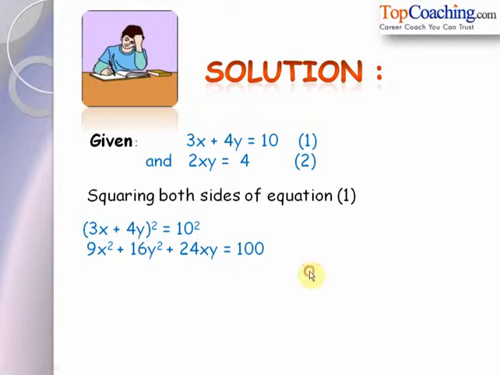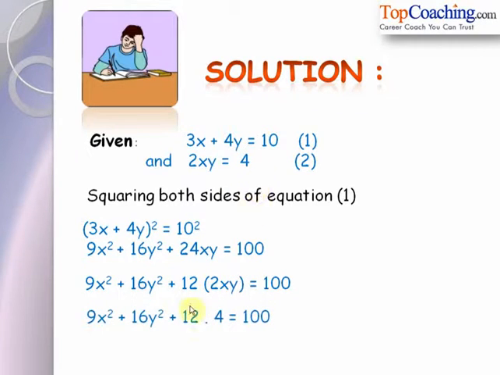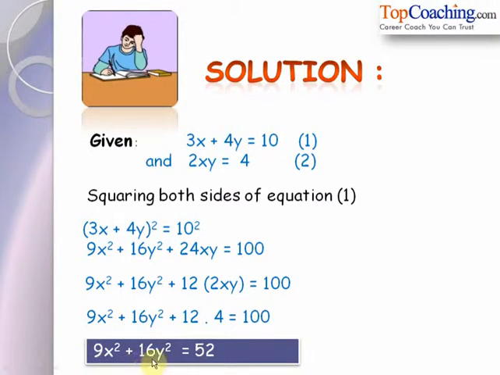100. Now, this could be further written as 9x² + 16y² + 12 into 2xy. Now we know the value of 2xy is equal to 4. So when we substitute this value over here, we get 9x² + 16y² + 12 into 4 equal to 100. And thus we get the final value of 9x² + 16y² equal to 52. Thus, using the simple identity, which is (a + b)² = a² + b² + 2ab, we have obtained this result.